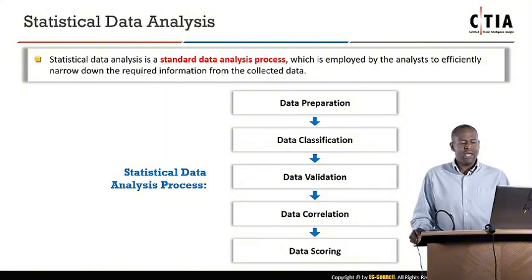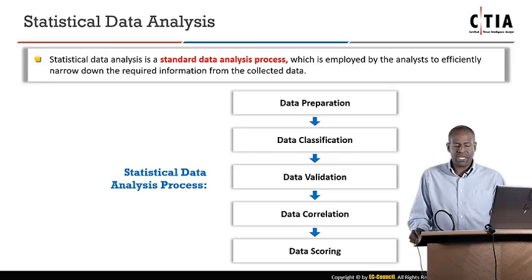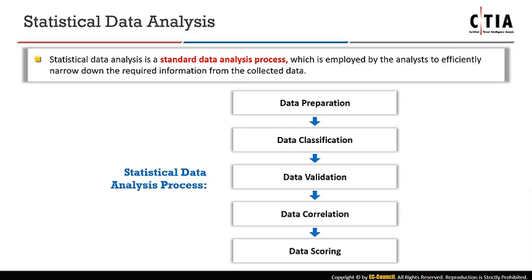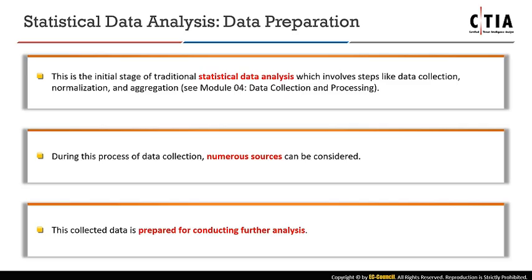What we're going to look at is many different steps in this process, including data preparation and classification. We'll look at data validation and correlation. And lastly, we'll look at data scoring in this section. So with data preparation, the initial stage in statistical data analysis involves steps like data collection, normalization, and aggregation. All of these are mathematical activities that are meant to prepare our data.